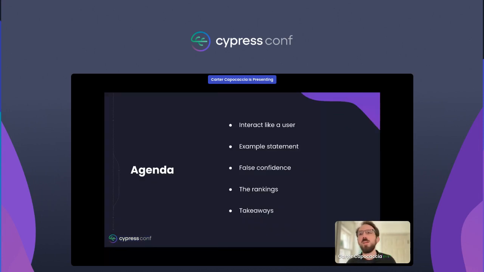Okay, so on the agenda today, we're going to talk about, one, interacting like a user. I'm going to give an example statement. It's just a little bit of pseudocode. This isn't a really code-heavy presentation. It's pretty light today. And I'm going to talk about why this example statement can actually result in some false confidence. Then I'm going to talk about some rankings. And by rankings, these are my rankings. These aren't the definitive rankings. These aren't a solution for your problems. These basically are not a roadmap to success. But these are what I have found to be the most beneficial patterns.